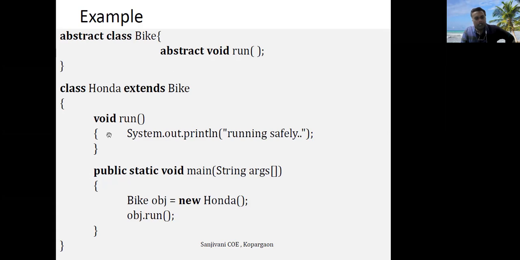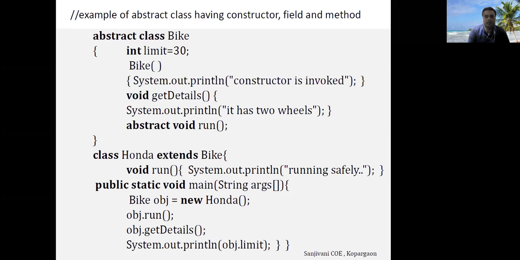And here we cannot initialize the object of the abstract class. We can initialize the object of the Honda class, and through that object we can call the methods of the superclass. This is about the abstract class and the final class, final methods in the Java programming language.